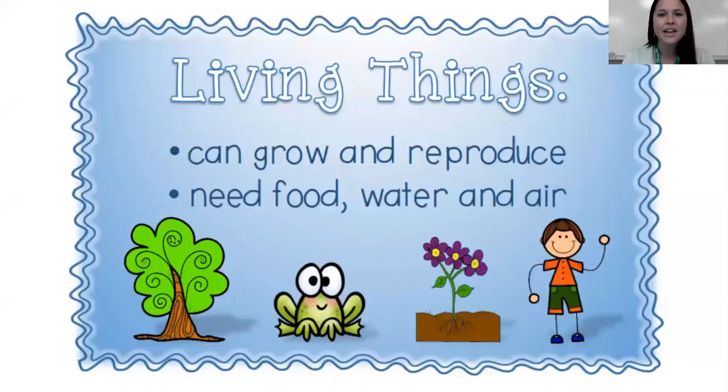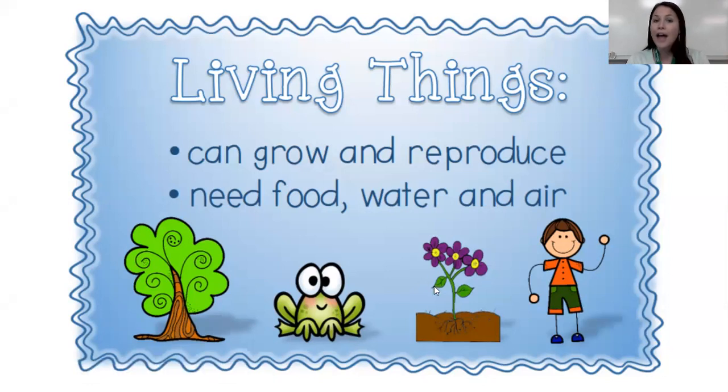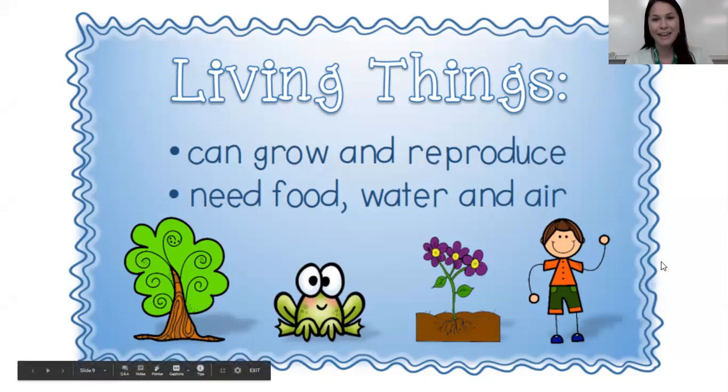Let's find out. So a living thing can grow like you and me, or like an animal or a plant, and can reproduce, which means it can have babies. Or for a plant, it can produce seeds to make another plant. Living things also need those three things we've been talking about to survive. They need food, water, and air. So some examples of living things are this tree, this frog, flowers, and a person like you and me.